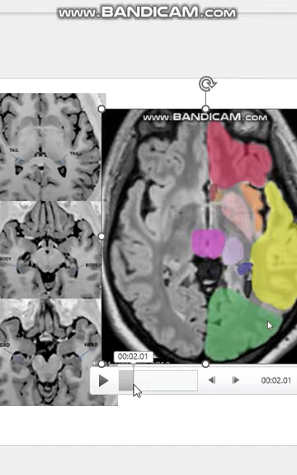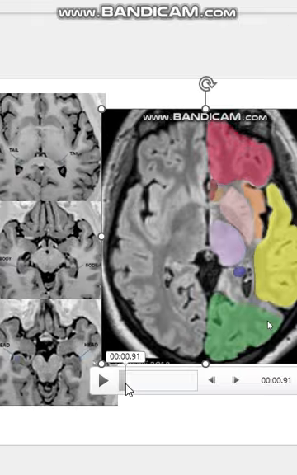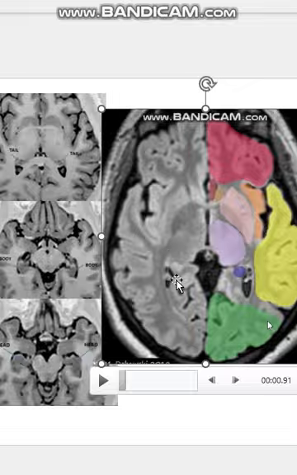tail of the hippocampus. The tail of the hippocampus is seen between the thalamus and the occipital horn of the lateral ventricle. So, anterior to the occipital horn of the lateral ventricle, the structure seen here is the tail of the hippocampus, and that's it.